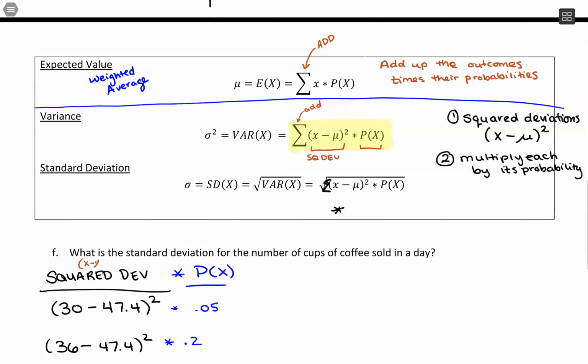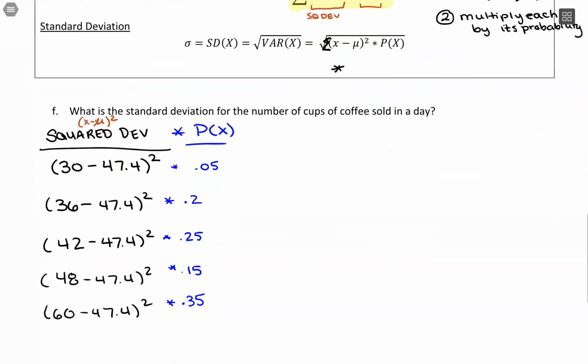Here's our square deviations. Here's our probability. I don't really need to write that again. It is what it is. And then what we want to do to find variance is add up those values. So we're going to combine them, add them all together, and when we do this, that'll find variance.